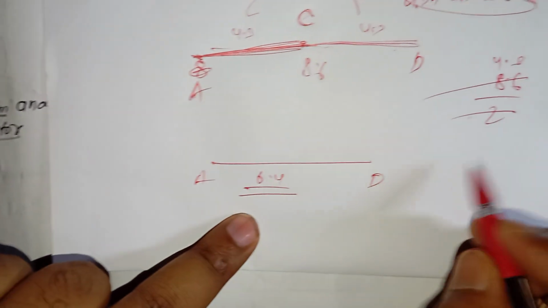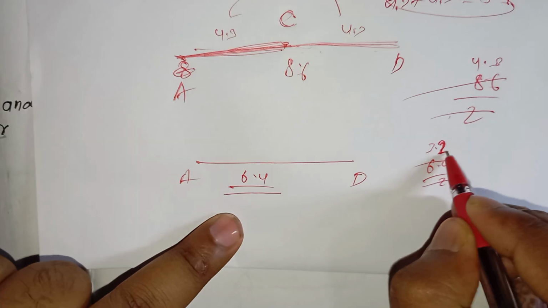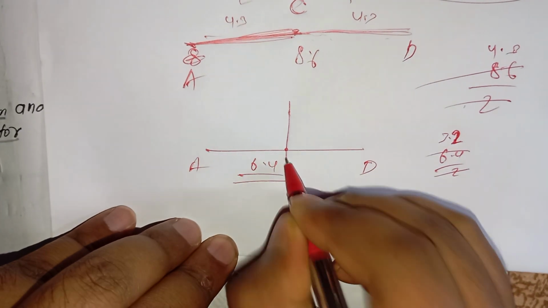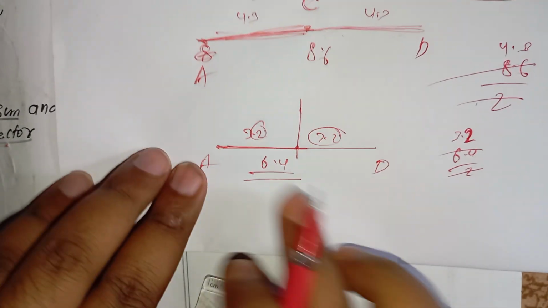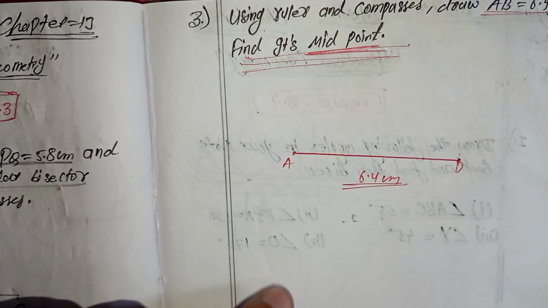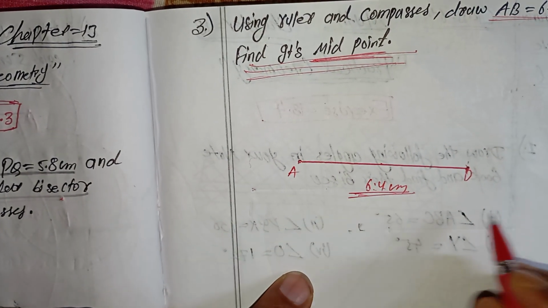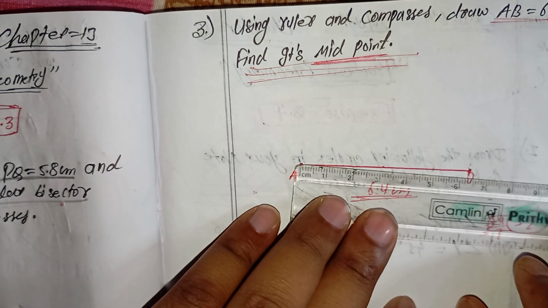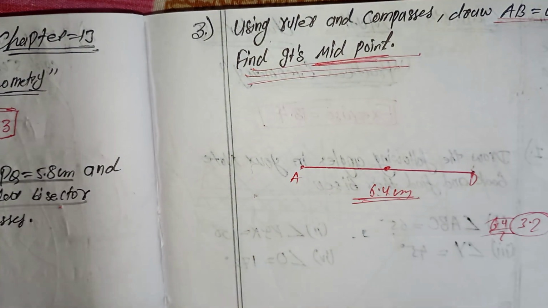What is the midpoint? When you divide 6.4 by 2, it's going to be 3.2. So here you can measure with the scale where it is 3.2. Let's suppose this is here. So this will be 3.2, and this is also 3.2. What is the middle of that? 3.2 only. This is given 6.4 and we have to find the middle point. When you divide this into 2, how much is it? 6.4 divided by 2 is 3.2, and in this 3.2 the middle point is there. So where is 3.2? 3.2 is exactly here, so this is the middle point.